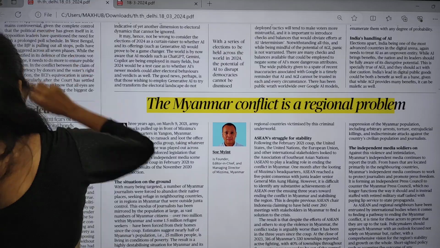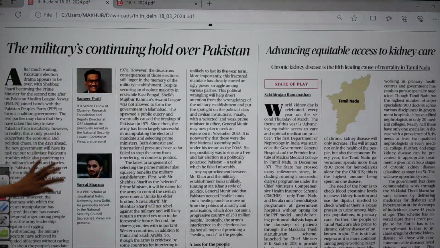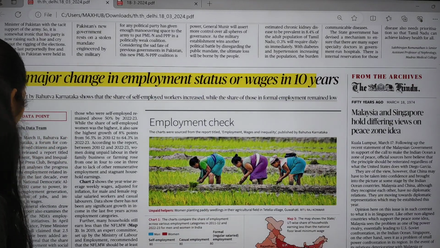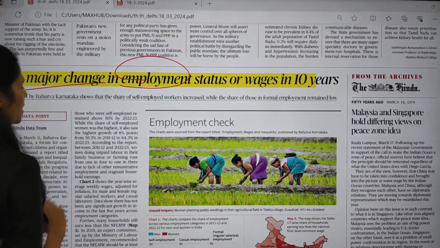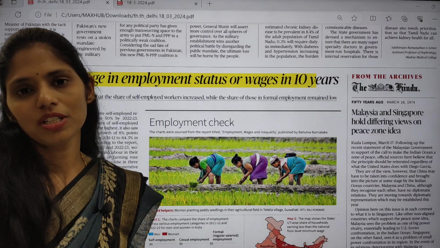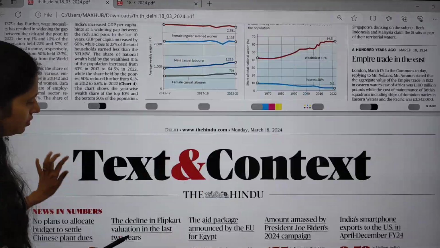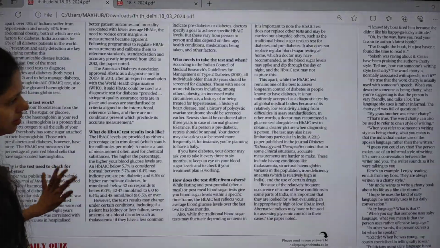And now let us move back to the paper and see other important articles. So in this opinion page, there is one data point. If you have time, you can go through that. It is saying that there is no major change in employment status or wages in 10 years. You have to see the data of employment and not criticize any government here. So just see the data, that's it. So in this text and context, I discussed those topics.